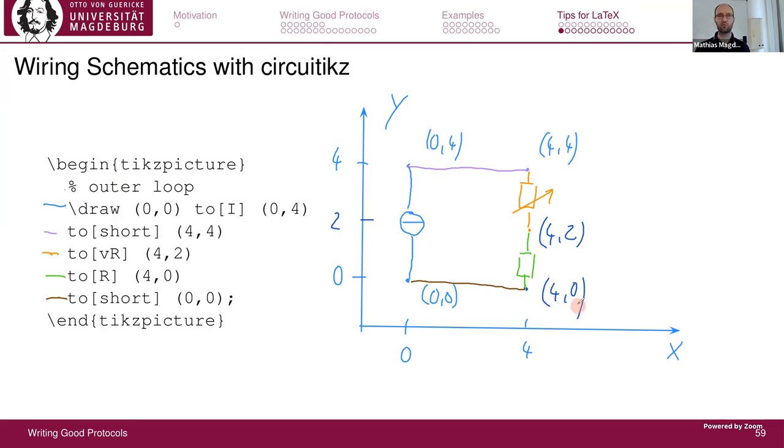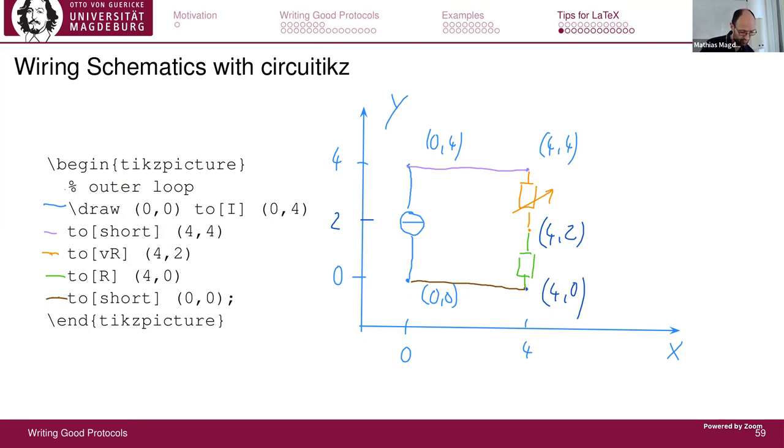And this is the way how you would draw such circuit schematics, or how you would also draw other more general schematics in this way. Think of a coordinate system, and now we say, okay, from one point to another point, there will be an element, there will be an element, there will be an element like this. Okay, so that's the general idea.